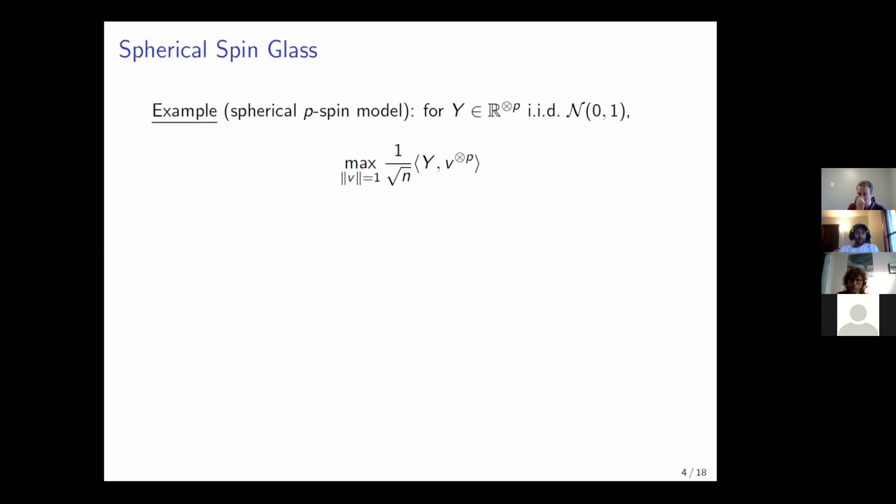Okay, another example that I want to talk about, because it's of a slightly different continuous nature, is what's called the spherical p-spin model. So this is a problem where the input is a random tensor, right? So tensor being here like an n by n by n by n grid full of random Gaussians, where p is the number of dimensions there. And the goal is just to find a unit vector that maximizes this tensor form.